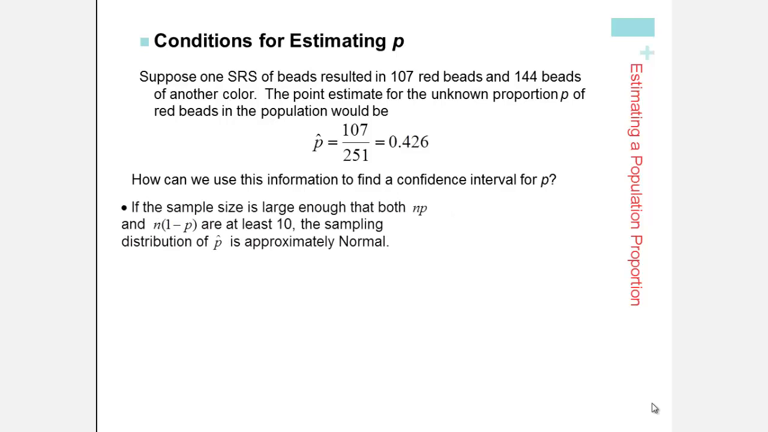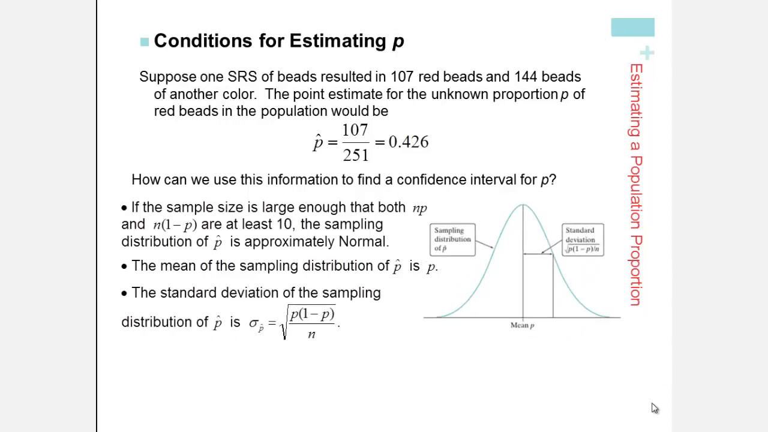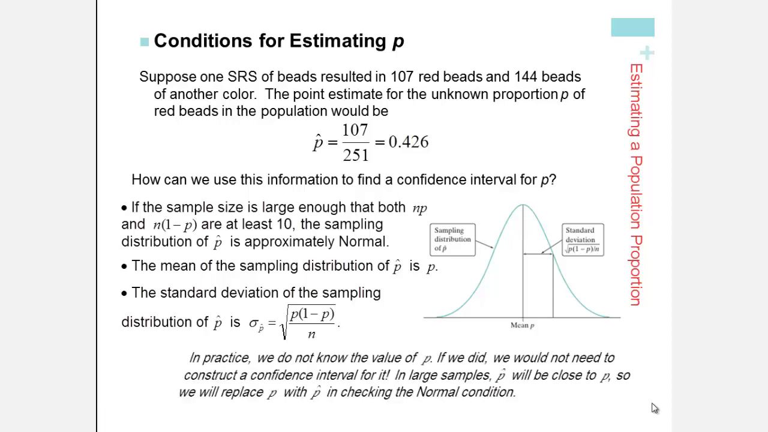As long as n times p and n times 1 minus p are at least 10, our sampling distribution of p hat should be approximately normal. The mean of the sampling distribution of p hat, remember, will be p, and the standard deviation of the sampling distribution would be the square root of p times 1 minus p divided by n. The figure is shown at the right for the sampling distribution.